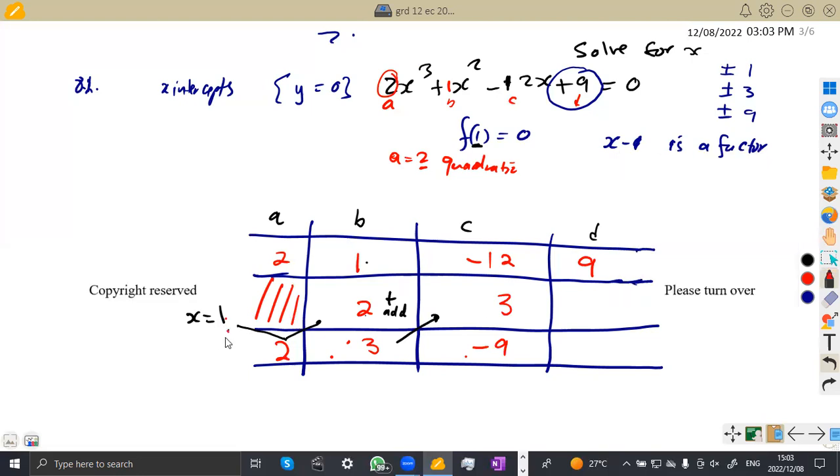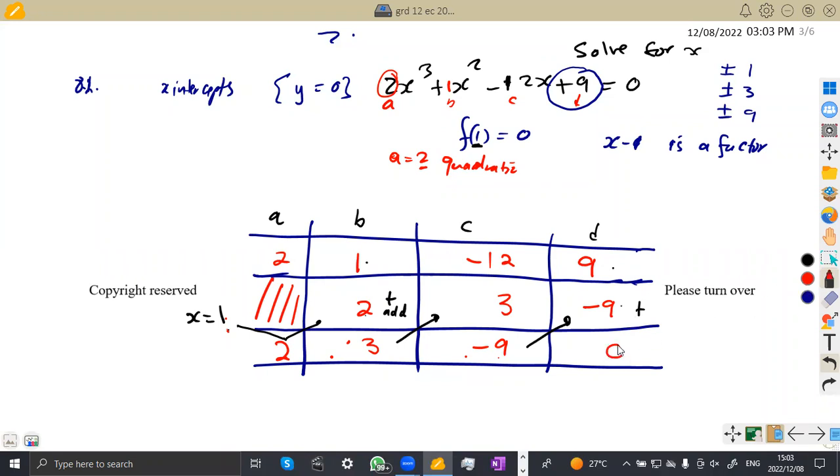We multiply by 1. So it's 1 and negative 9. Whatever you get, you write in the next part there. So 1 times negative 9, that's negative 9. Then you add just like what we did in the previous part. So you add here 9 plus negative 9, that's a 0.